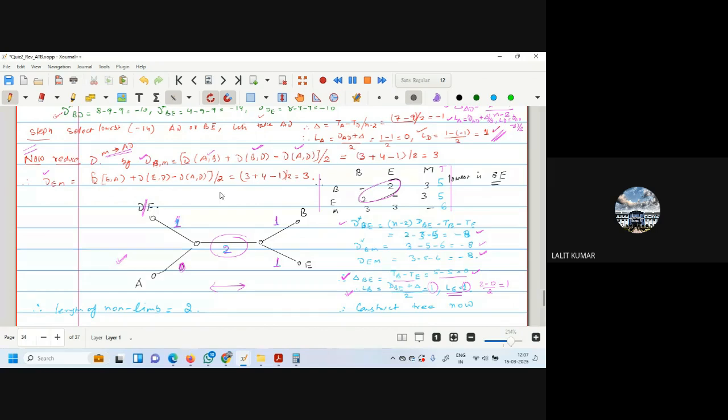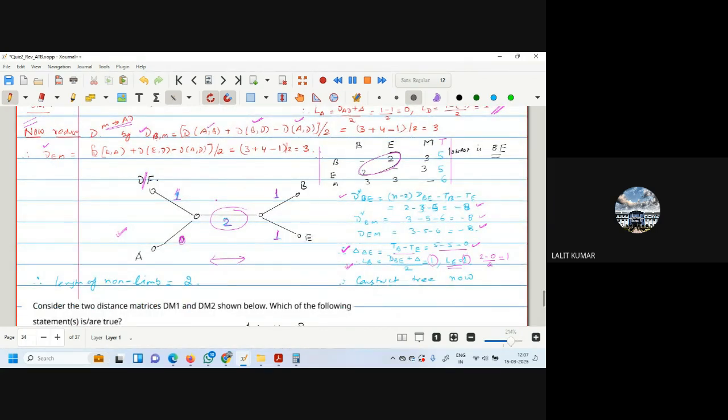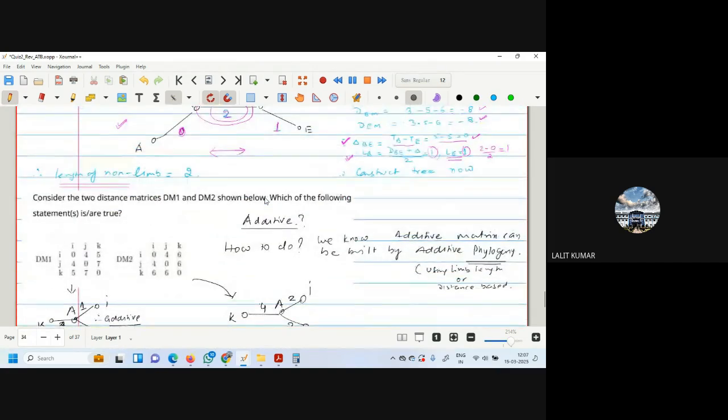In the question they had asked for the length of the non-limb, so the non-limb is this one, which is 2. Is this okay with everyone? Are all the steps clear, okay? Or shall I repeat the steps again? We had covered it in yesterday's revision session.